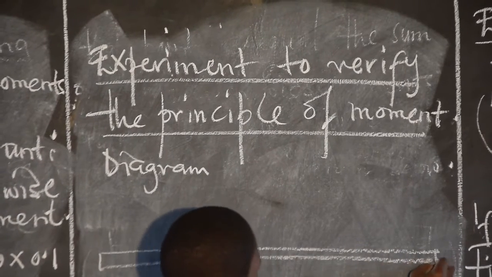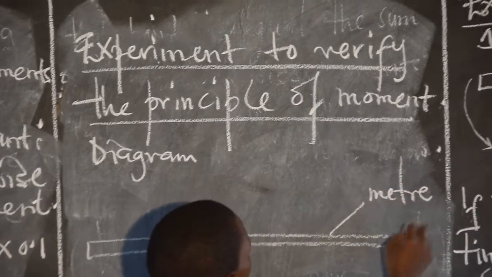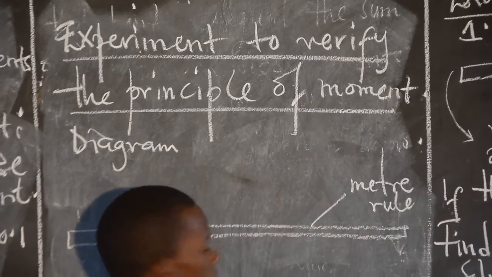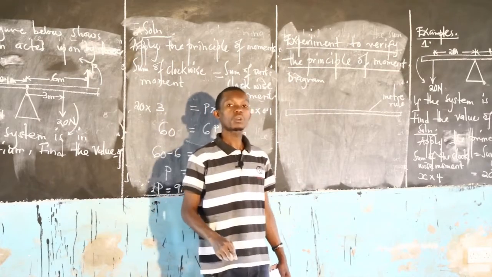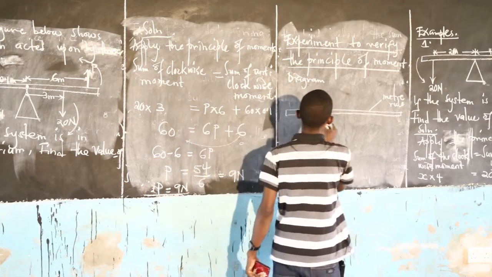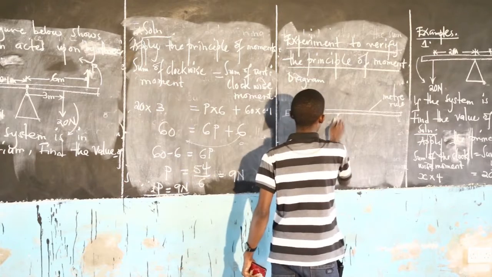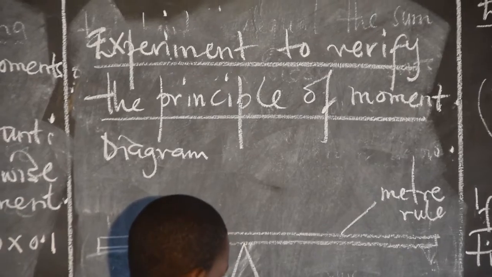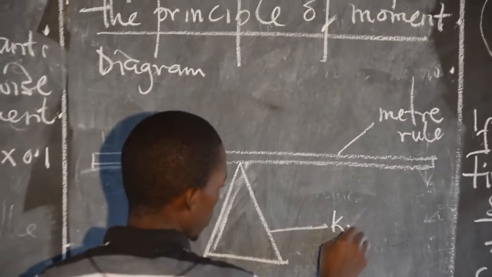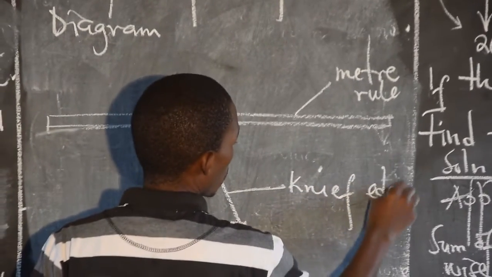We have the diagram. This is our meter rule. It's called meter rule, not a meter ruler. The meter rule is the one we use in our lab. We also have this knife edge.